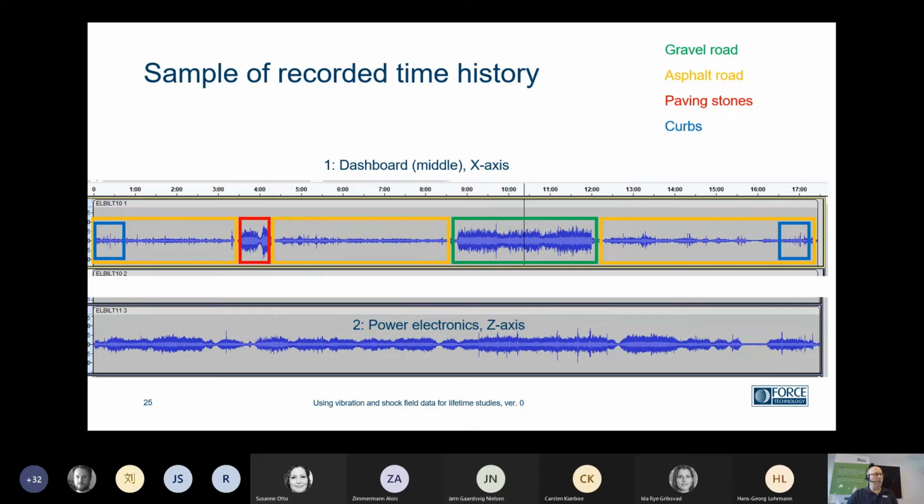So can we say that we always have the same mission for different positions in the car? No, we cannot. It is different. So we will have a different lifetime whether we put electronics inside on the dashboard or if we put the same electronics on the power electronics. So we have to adapt to the local vibration level.